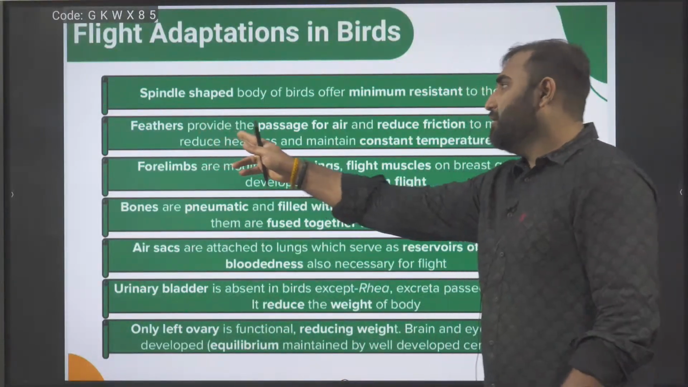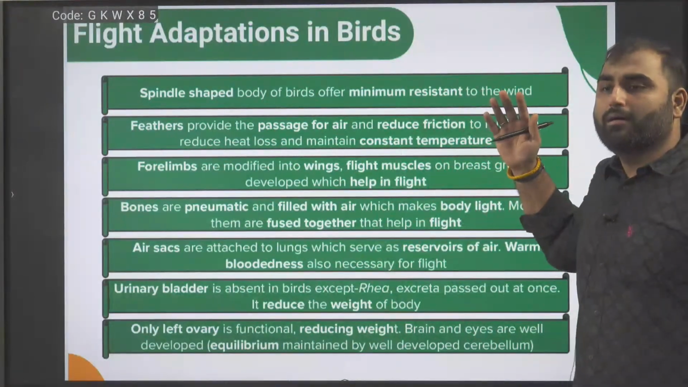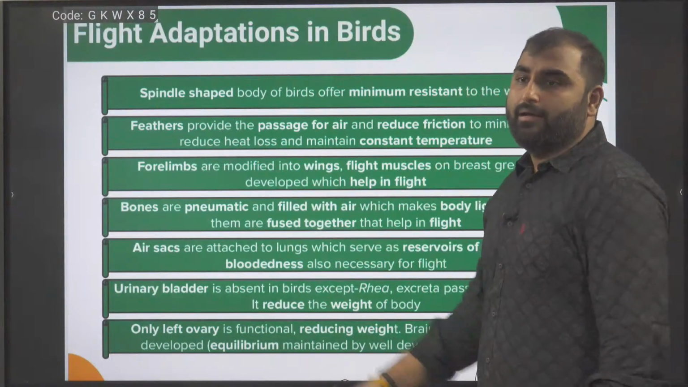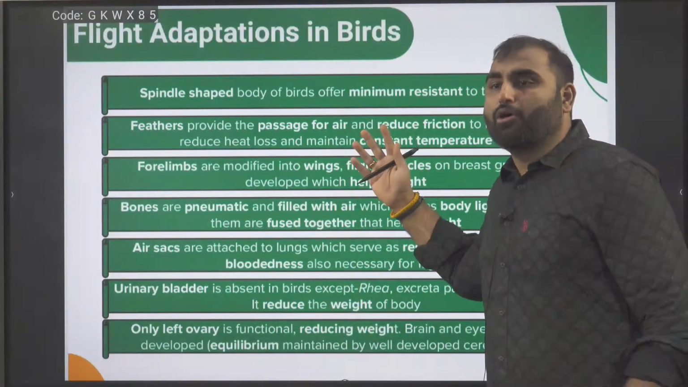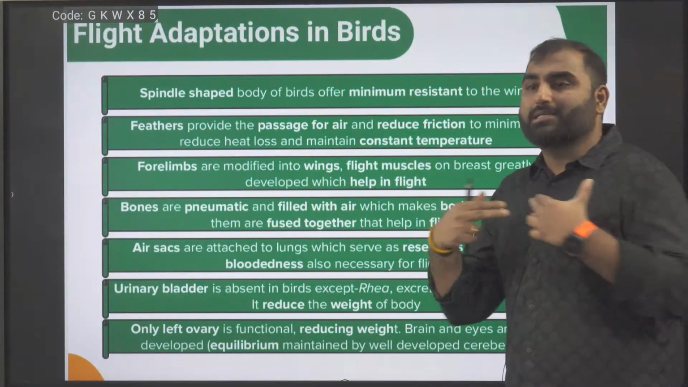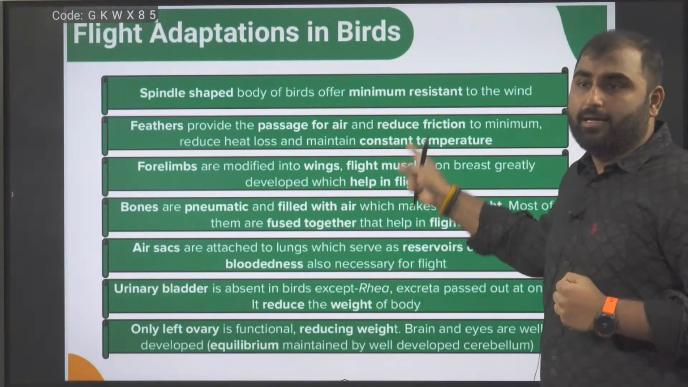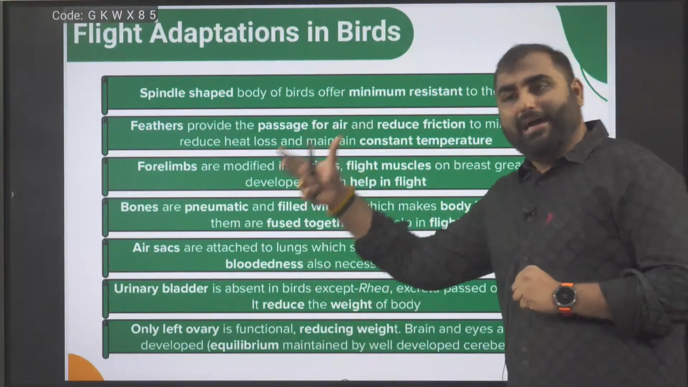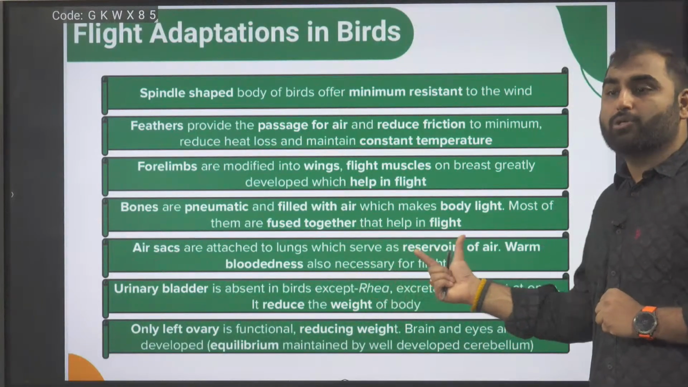Then feathers are there, which provide passage of the air very easily. So feathers quickly pass the air over the body, providing minimum friction. And since friction is less, they can fly better in the air. Feathers also help to maintain the heat in the body. So they prevent heat loss, they maintain the body temperature. Already we discussed forelimbs, which are modified into wings, and they have strong flight muscles attached to their breast. So to the breast, they have strong flight muscles which help in flying. Then another feature we already discussed, bones are pneumatic, with air-filled cavities that make the body very light. Air sacs are also there, which are attached to the lungs and act as a reservoir of air. And warm-bloodedness is also necessary for flight.